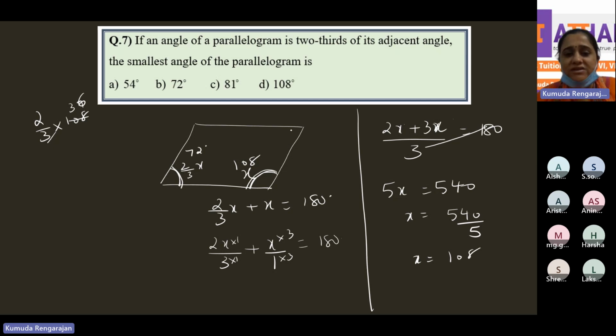We know that the opposite angles are equal. So this also is 72. And here this is 108. And the question is the smallest angle. Which is the smallest angle of the parallelogram? 72. The smallest angle is 72.